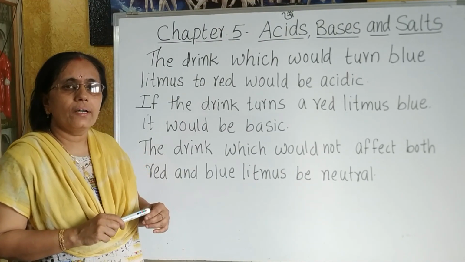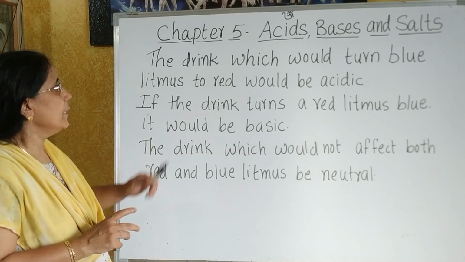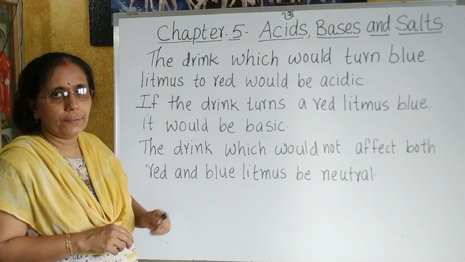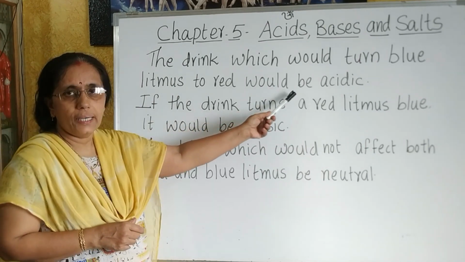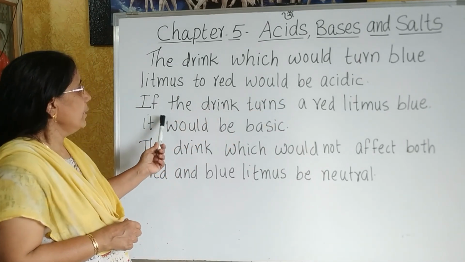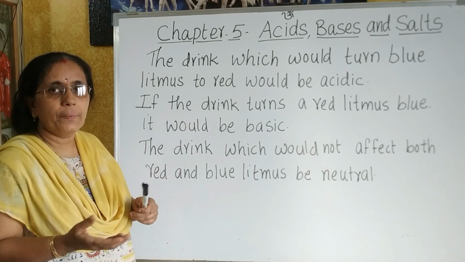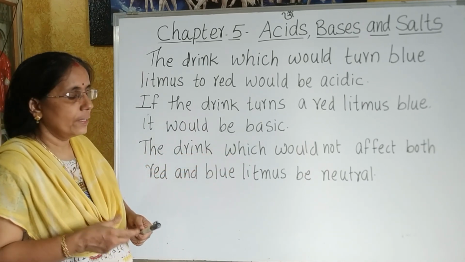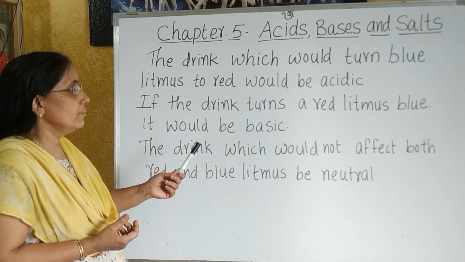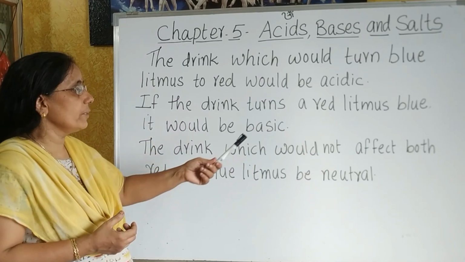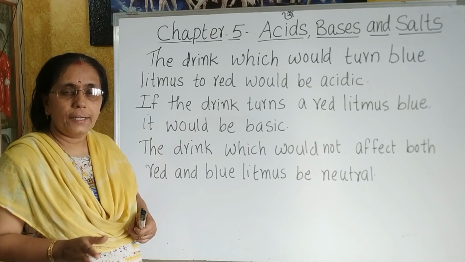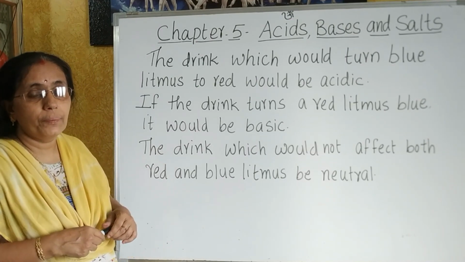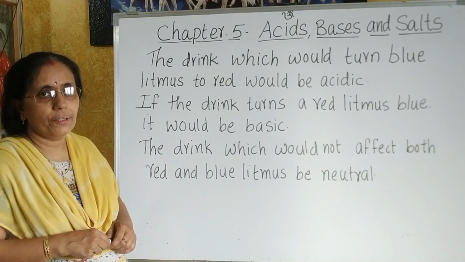On testing with the litmus solutions, if the drink turns blue litmus into red, the drink would be acidic. If the drink turns a red litmus blue, then it would be a basic drink. And if the drink does not affect both red and blue litmus papers or litmus solutions, then the drink would be a neutral one.